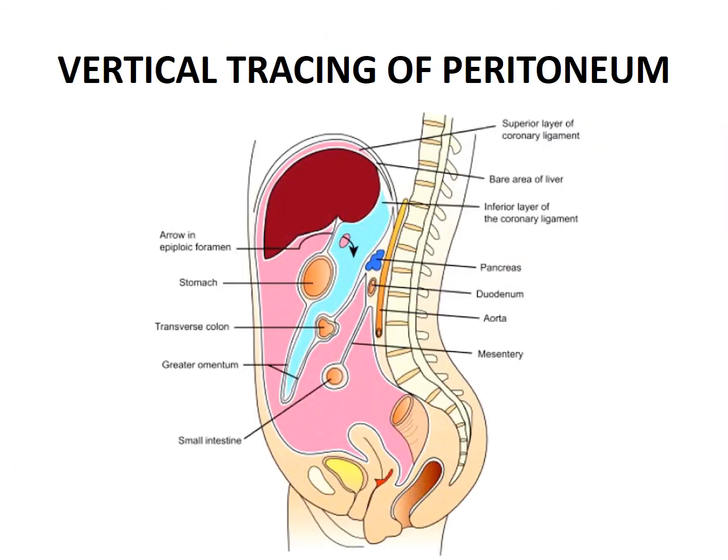So in the previous slide we have seen the tracings, vertical as well as horizontal tracings of the peritoneum, and this diagram tells clearly about the vertical tracings, and with the help of this diagram we can draw the vertical tracing easily.